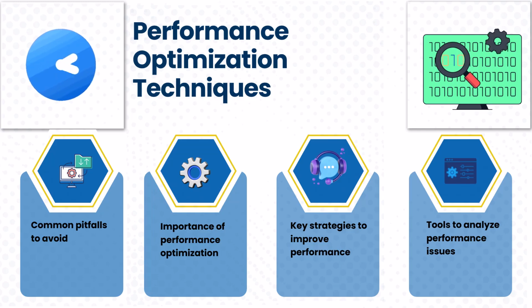Optimizing performance is like tuning a car engine. It ensures a smooth ride. We'll discuss why optimization matters, key techniques to enhance performance, common mistakes, and tools to identify and fix issues. With this, your ABAP code will zoom through like a race car.